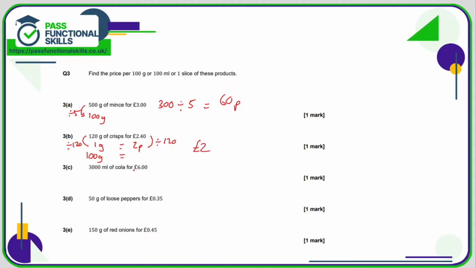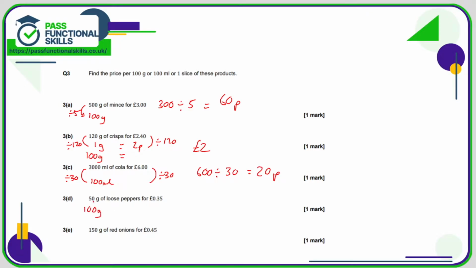3,000 millilitres of cola is £6, so what is 100 millilitres? How many times smaller is 100 than 3,000? If you're not sure, on your calculator just do 3,000 divided by 100, so that is 30 times less, so it's going to cost 30 times less, and £6 or 600 divided by 30 is 20 pence, so it's 20 pence per 100 millilitres.